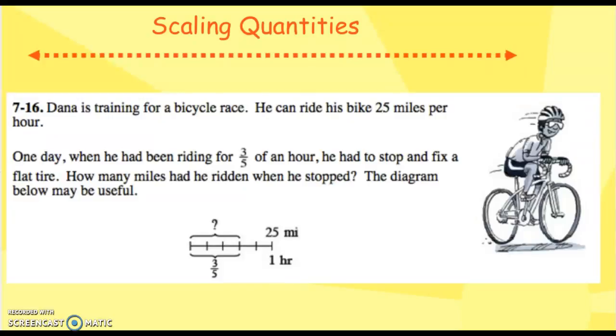Dana is training for a bicycle race. He can ride his bike 25 miles per hour. One day, when he had been riding for 3/5 of an hour, he had to stop and fix a flat tire. How many miles had he ridden when he stopped? The diagram below may be useful.